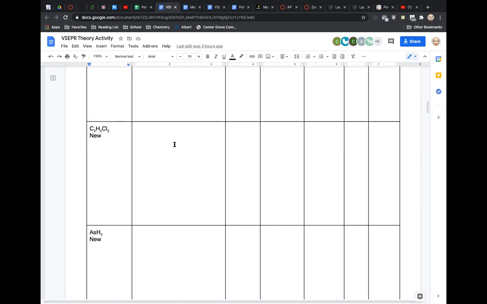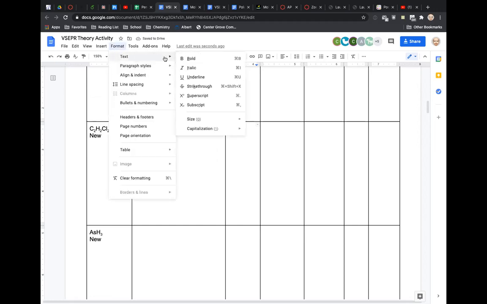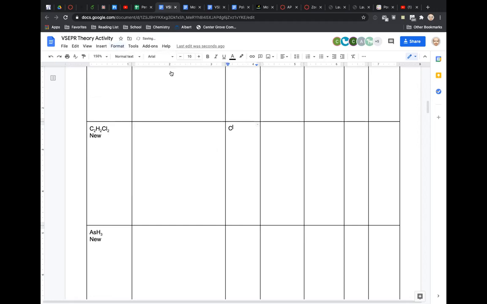Oh, you know what? Okay, I need to do this real quick. Let's see. Format, text, nope, not superscript.